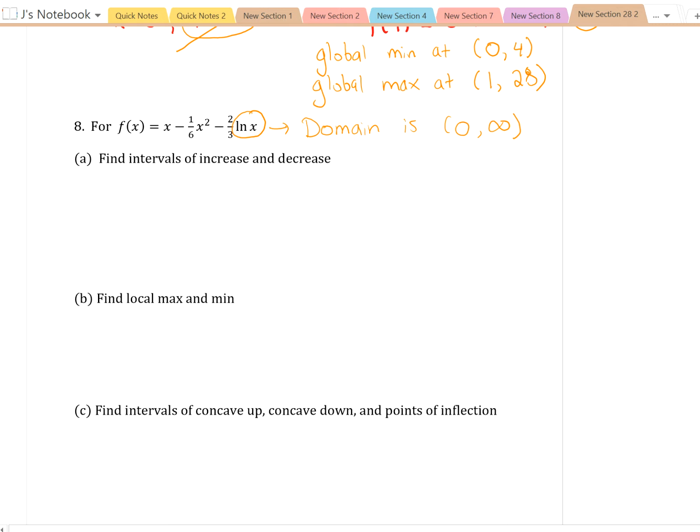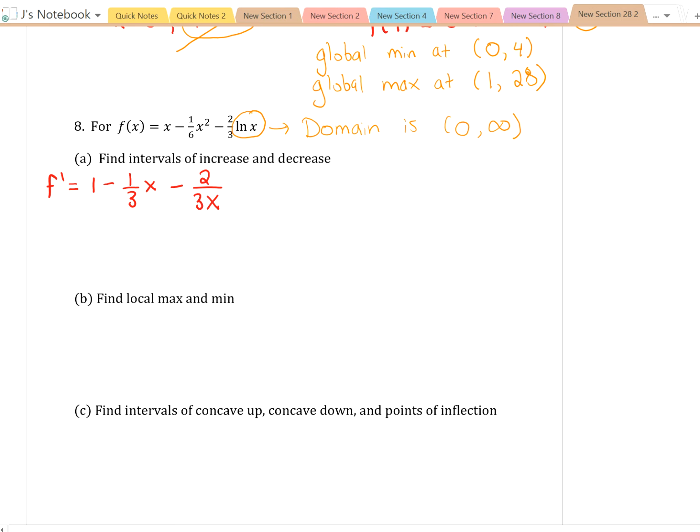This ln of x, its graph, the graph of this whole f of x function, starts at 0, or just to the right of 0, at 0 plus, and extends towards infinity. There's no piece of the graph at 0 or left of 0. Okay, first, find regions of increase and decrease. That requires us to take the derivative of the function. The derivative of 1 times x is 1. The derivative of 1 over 6x squared, the 2 comes down, we get minus 1 over 3x. And then minus the derivative of ln of x is 1 over x, so we have 2 divided by 3x.